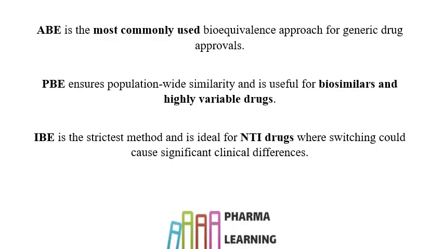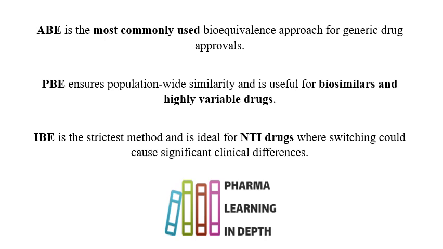Now concluding the video information: ABE is most commonly used for bioequivalence of generic products for approval. PBE ensures population-wide similarity and is useful for biosimilars and highly variable drugs. IBE is the strict method and is ideal for antiepileptic drugs where switching could cause significant clinical differences. This was the information for ABE, PBE and IBE.